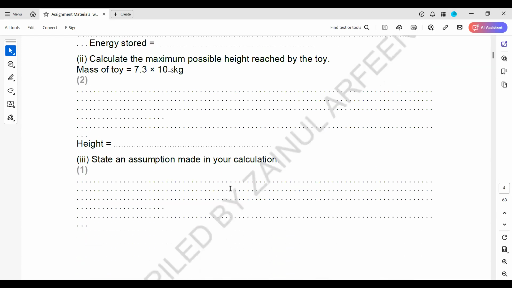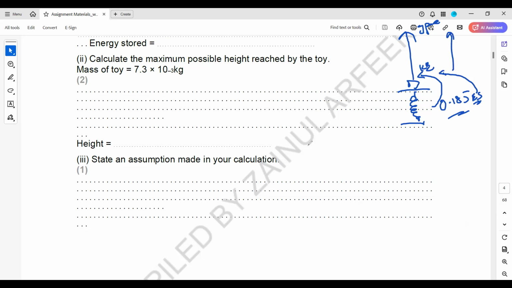Next is calculate the maximum possible height the toy will reach. The mass is given. So look, we worked out that when the spring was compressed, the energy stored in the spring was about 0.18 joules. When it is released, the toy will move upward. So what is our assumption? The elastic strain energy is converted into kinetic energy, and the kinetic energy is converted into gravitational potential energy. So it was having elastic strain energy, changed to kinetic, and kinetic to gravitational.